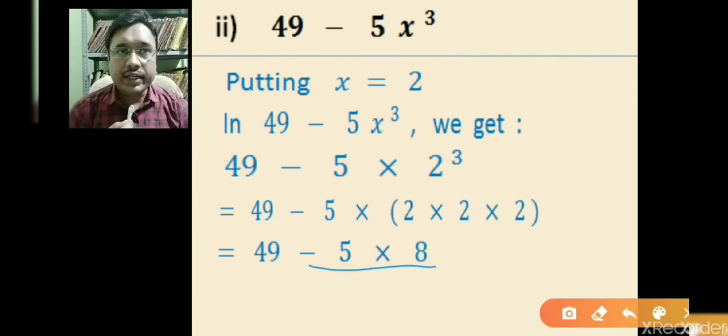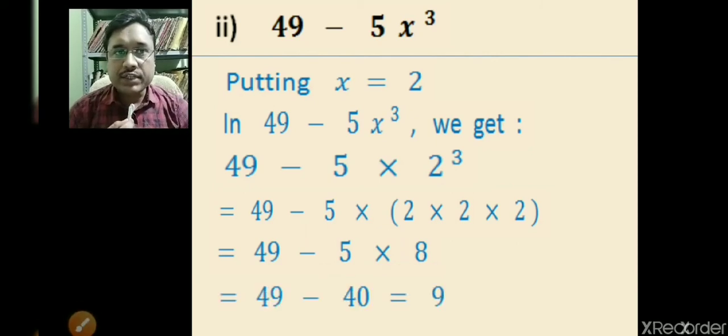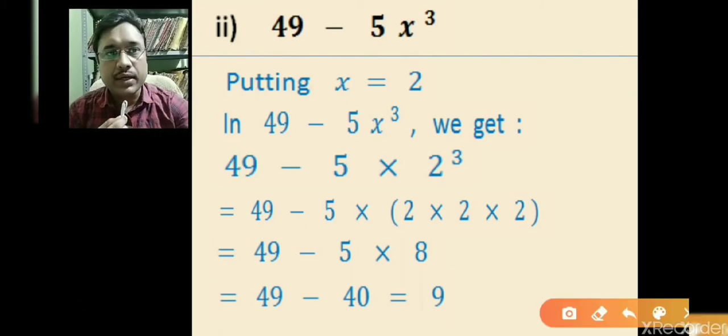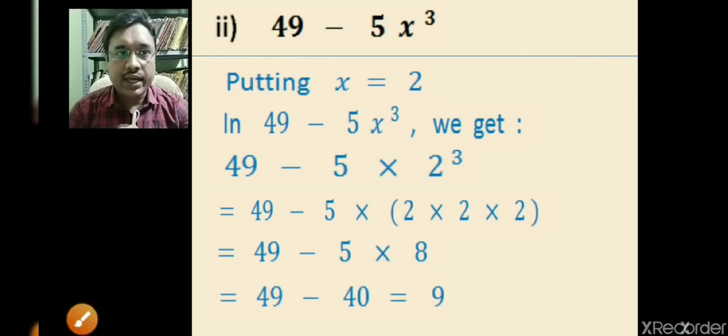5 into 8 is 40. So ultimately we will subtract: 49 minus 40, because according to BODMAS, first you will multiply 5 into 8, then you will subtract from 49. Okay, so 49 minus 40 equals 9.